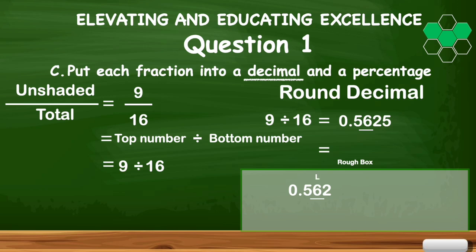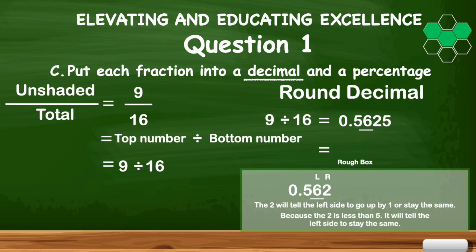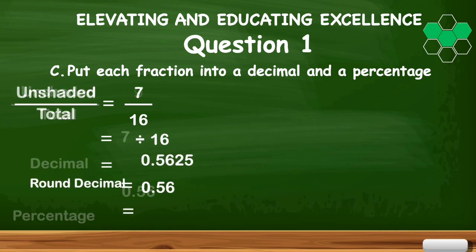We're going to label the 6 L. We're going to label the 2 R. And the 2 will decide if it goes up by 1 or stays the same. Because the 2 is less than 5, it will tell the left side to stay the same. Therefore, it's just 0.56. So that's your answer.